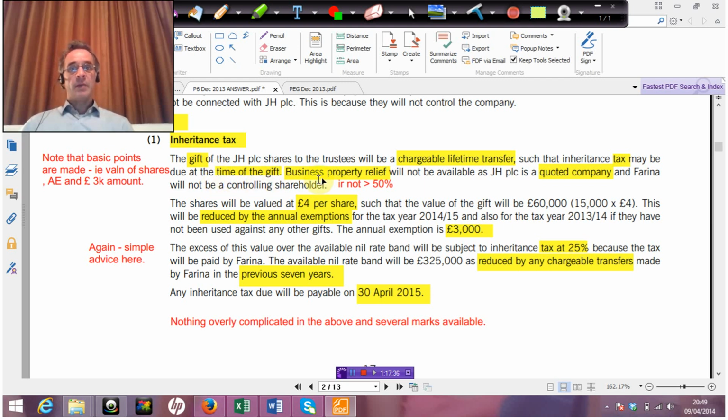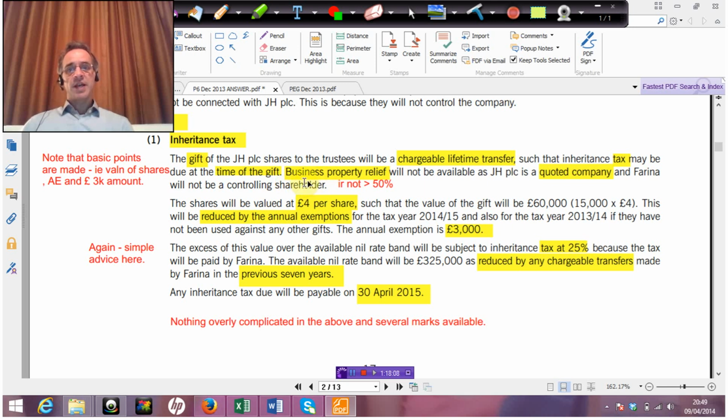Okay, BPR in fact won't be available because it's a quoted company. She's not a controlling shareholder. Again, it goes back to knowing the conditions for the relief. But even if we hadn't known that, if you look at the next sentence here, we know the transaction date, so we could very easily work out what the MV of the shares is at the date of gift. And they've said very simply this will be reduced by annual exemptions for not only this year but also last year if they have not been used against any other gifts.